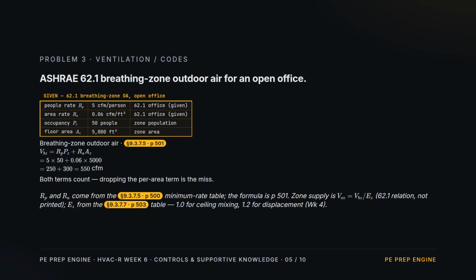Problem 3. An office ventilation rate under 62.1. Breathing zone outdoor air is the people rate times occupancy plus the area rate times floor area. 250 plus 300, 550 CFM. Keep both terms. Dropping the per area piece is the miss.